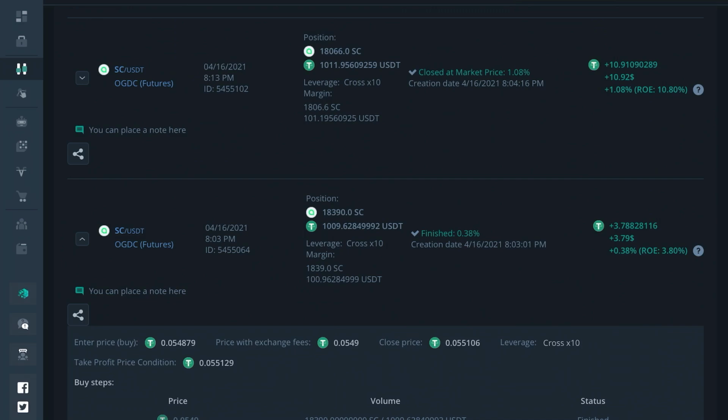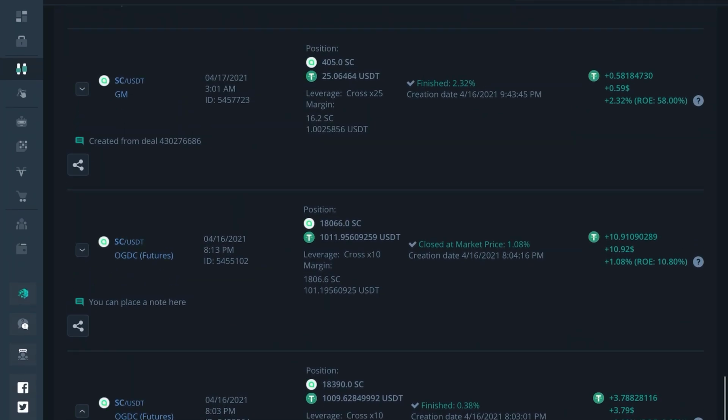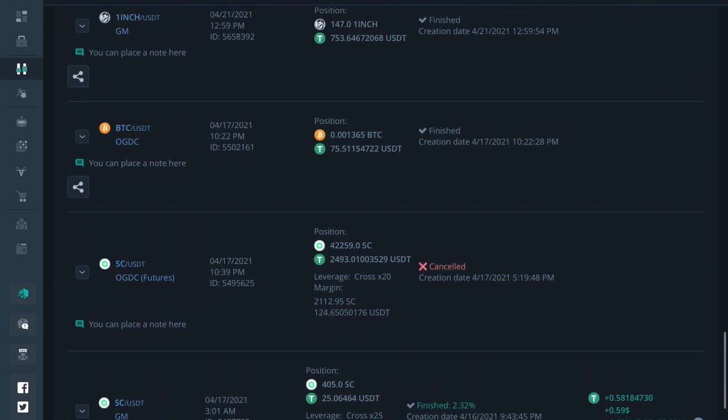Slow and steady wins the race. Collect your profits and be happy with what you got. Whatever you can get, take it off the table, put it in your bag, and trade for another day.